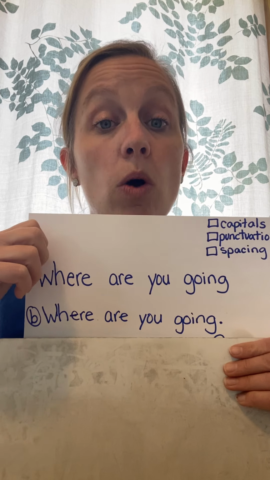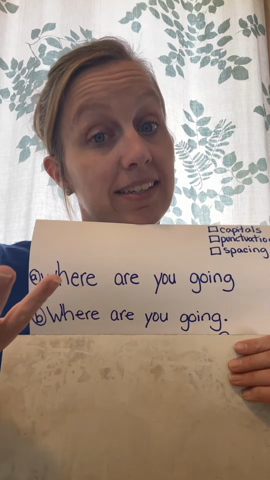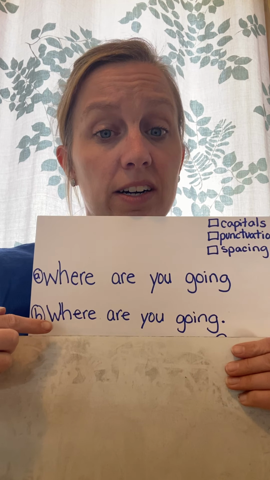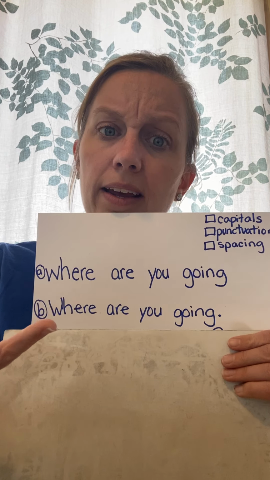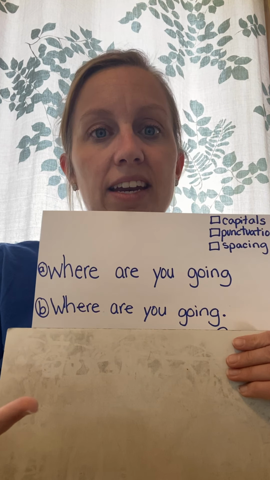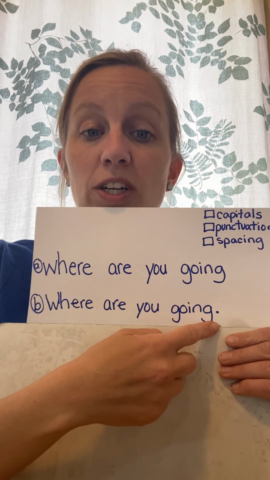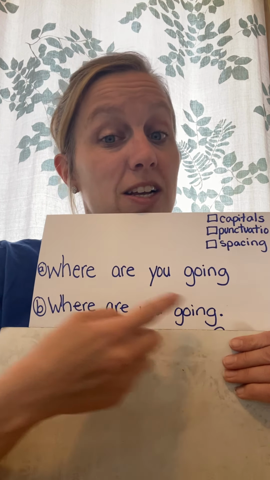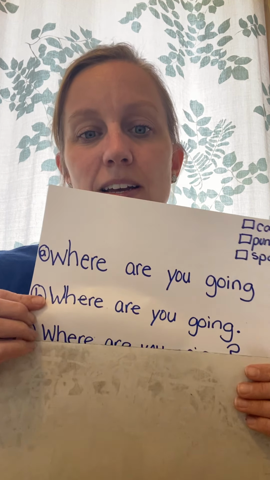Is where are you going telling or asking? It's asking. That word where is a question starter. Where are you going? That's asking a question that needs an answer. So this punctuation mark should not be a period. It should be a question mark. So B, even though it looks really good, it is not correct.